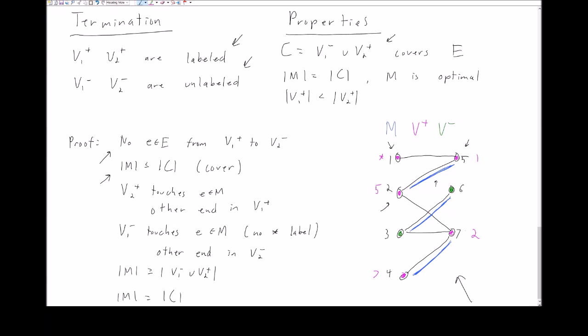Now we make two observations about matching edges. The first is if we have a matching edge and it touches a labeled node in V2, then the other end of this matching edge also has to be labeled. That is, this matching edge touches two nodes, both of which are labeled. On the other hand, if our matching edge touches an unlabeled node in V1, then the other end of this matching edge has to be unlabeled in V2. That is, this matching edge has to have both of its ends unlabeled.